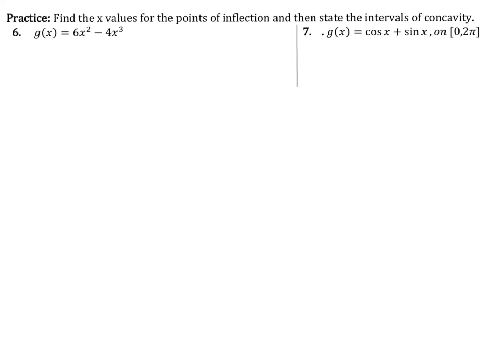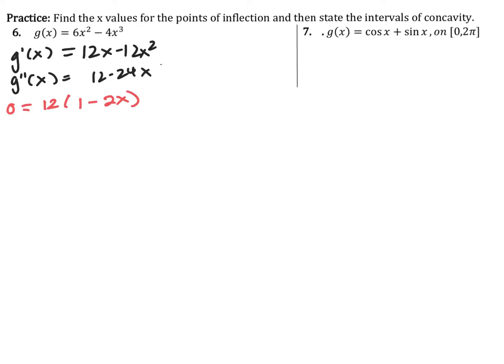All right, so let's go ahead and do number 6 together. But I'm going to, again, encourage you to do each piece on your own. So first, find both the first and the second derivative, and then go ahead and figure out where the second derivative is equal to 0 or undefined, and then unpause the video and see how you did. So here we have our first and second derivative, and if we set our second derivative equal to 0, we're going to get one inflection point, and that's going to be at x equals 1/2.